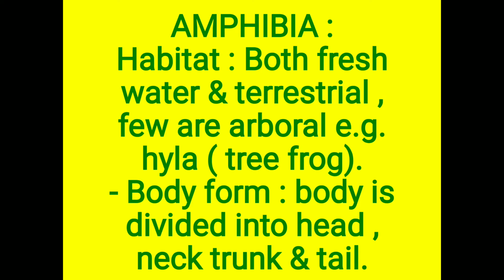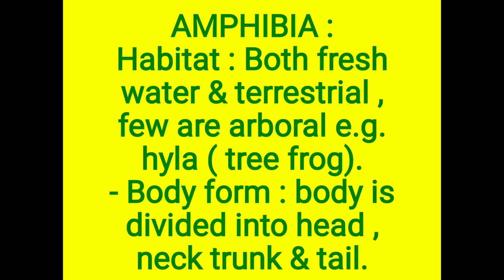Amphibia. Amphibia is the term used for an organism that lives on land as well as in water. Habitat: both freshwater and terrestrial. Few are arboreal. Arboreal का मतलब है those amphibians which are found on trees. A common example is Hyla, commonly known as tree frog. Body form. We know that जो हमारे पास amphibians आ गए, they will follow all the general characteristics of the vertebrates. They will be triploblastic.